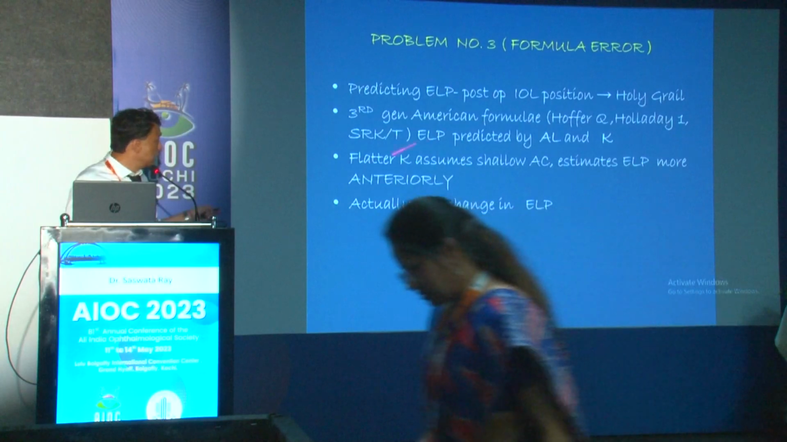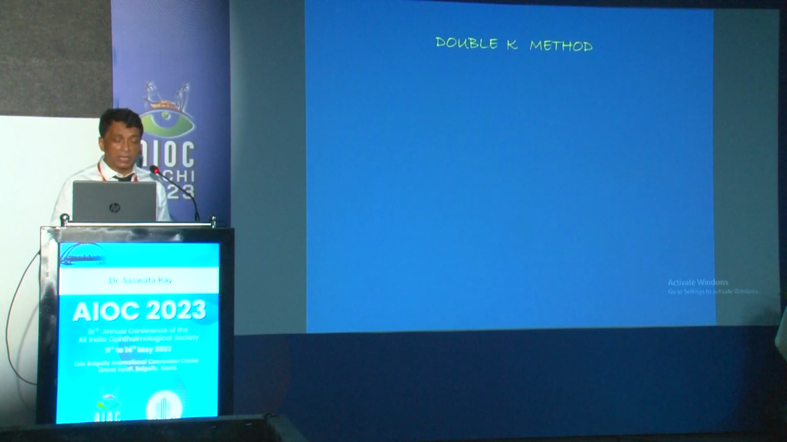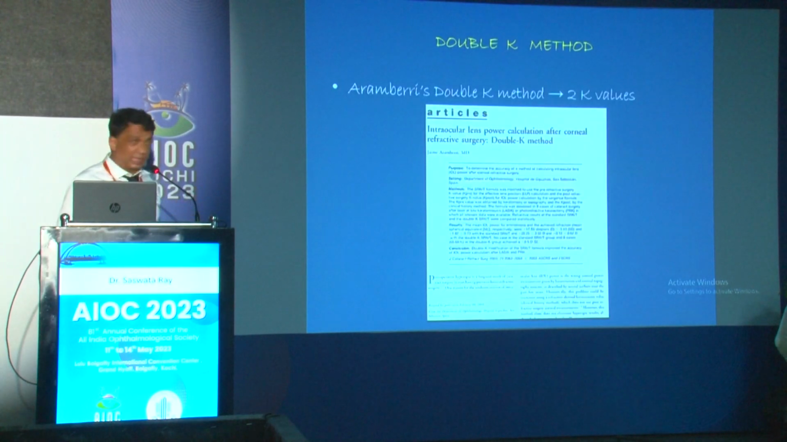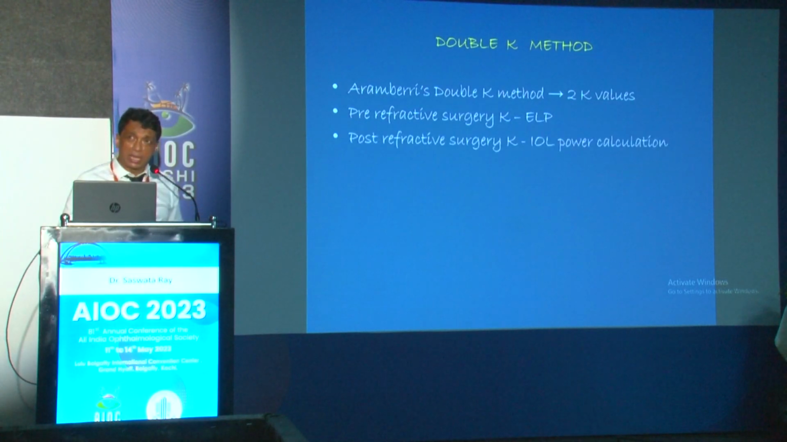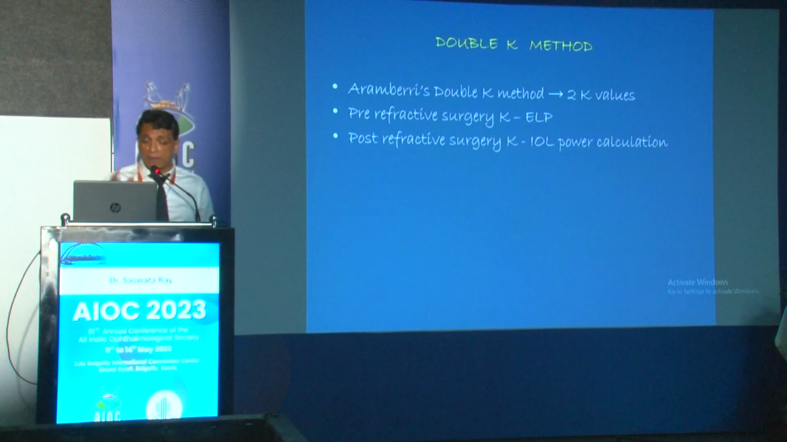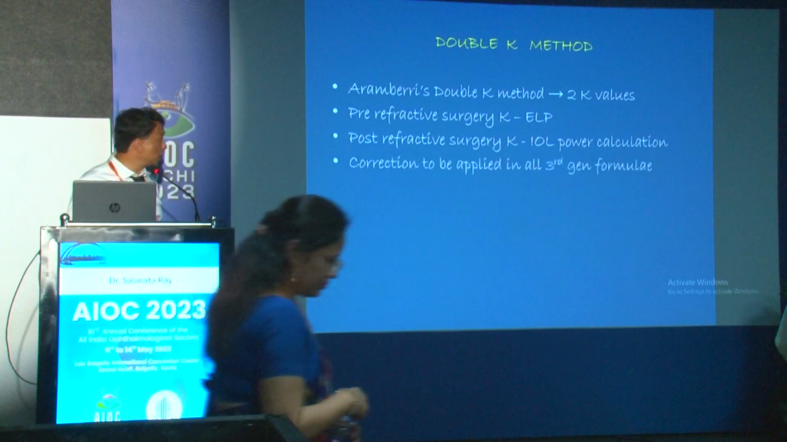Actually there's no change in the position of the ELP. It remains the same. So this is another error introduced, and to neutralize this error, we have the double K method of Aramberri, where we use 2 different Ks. The first K is for measuring the ELP, and the second K is for IOL power calculation. All the formulas, as I said, the American ones, have to include this correction, otherwise we cannot go ahead with the power calculation.